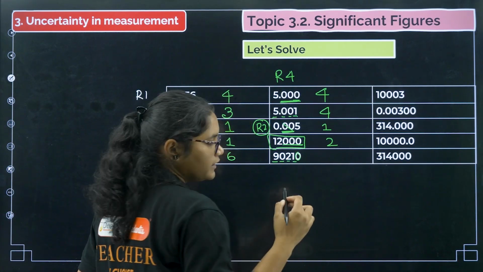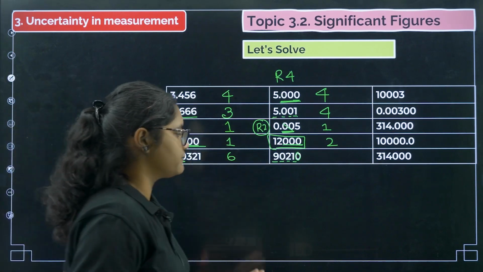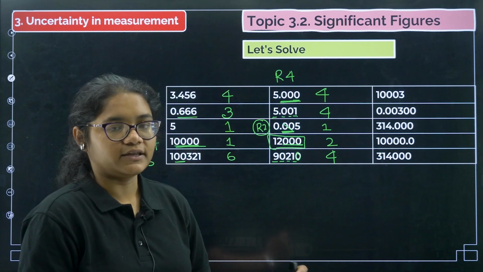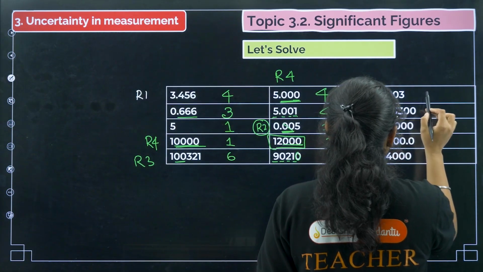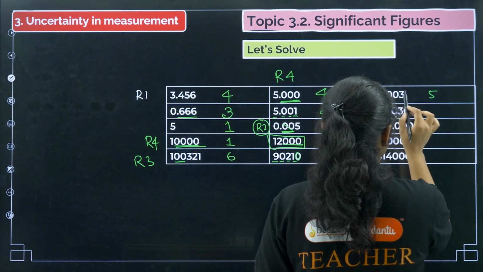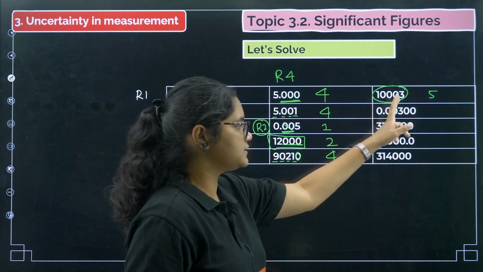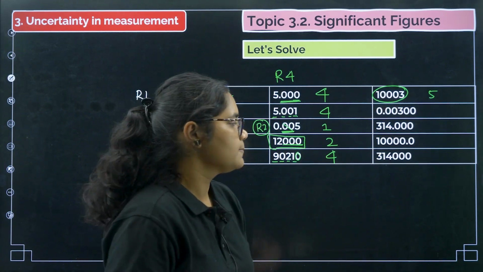Now see, this 0 is the last zero, a terminal 0, and there is no decimal point here. So that is why this one will also not be counted, and we have 4 significant figures. Next, if you count here, this is 1, 2, 3, 4, 5. So we have 5 significant figures. The rule here is that these zeros are between two non-zero digits, so they will be counted.